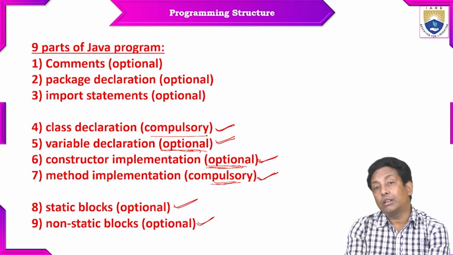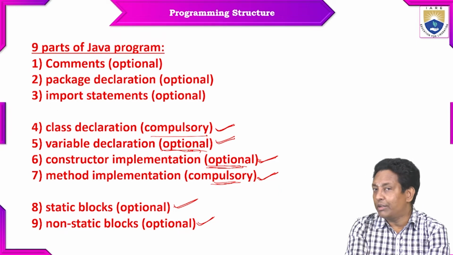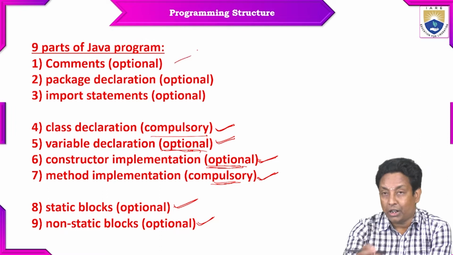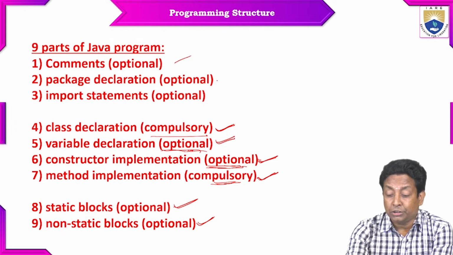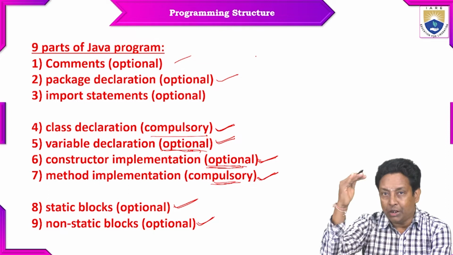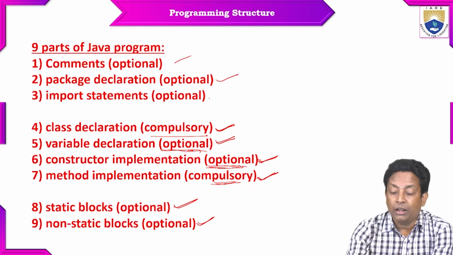So altogether, the Java program consists of 9 parts. Comments, you can write anywhere in the program. Package declaration, if you want to declare a package, should be on top of the class. Then followed by import statements.